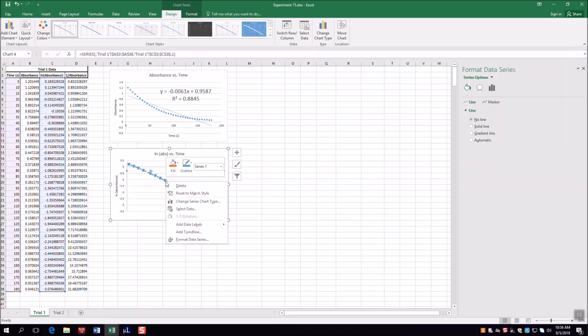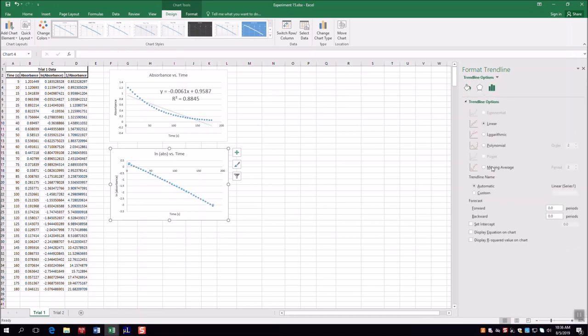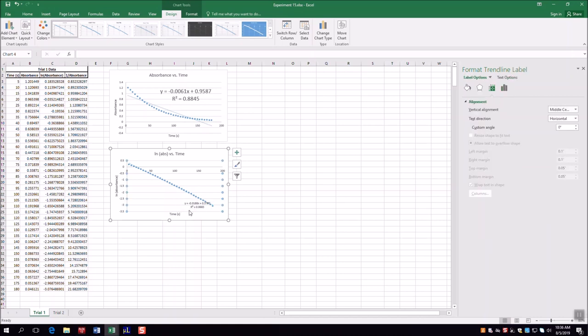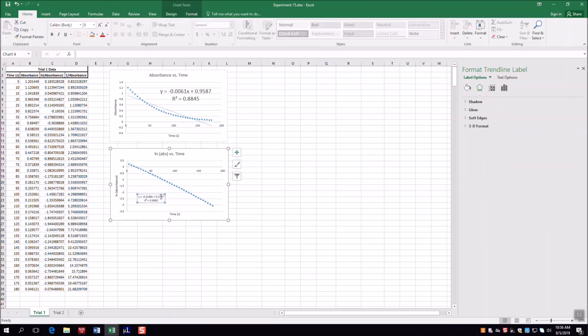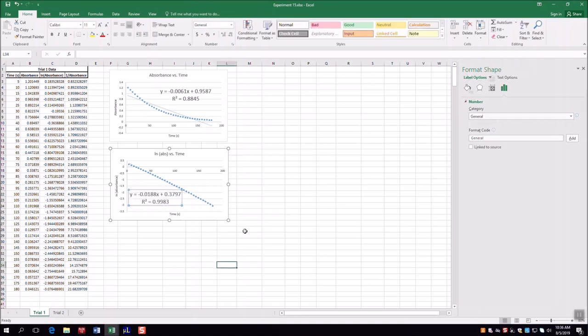So we're going to right-click on our data. Again, we're going to add a trend line, make sure it's linear, choose to display our equation and our R-squared on the graph, and then I'm going to make this bigger so that you can see it better on the video. So now we have an R-squared of 0.9983, which is much, much better than 0.8845. So at this point, I'm leaning towards this being our reaction order.